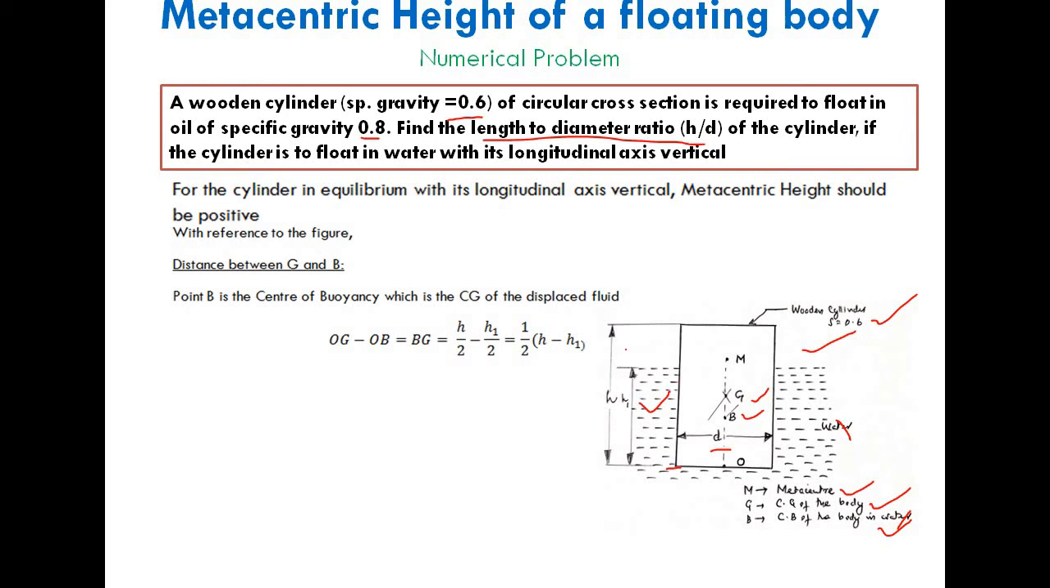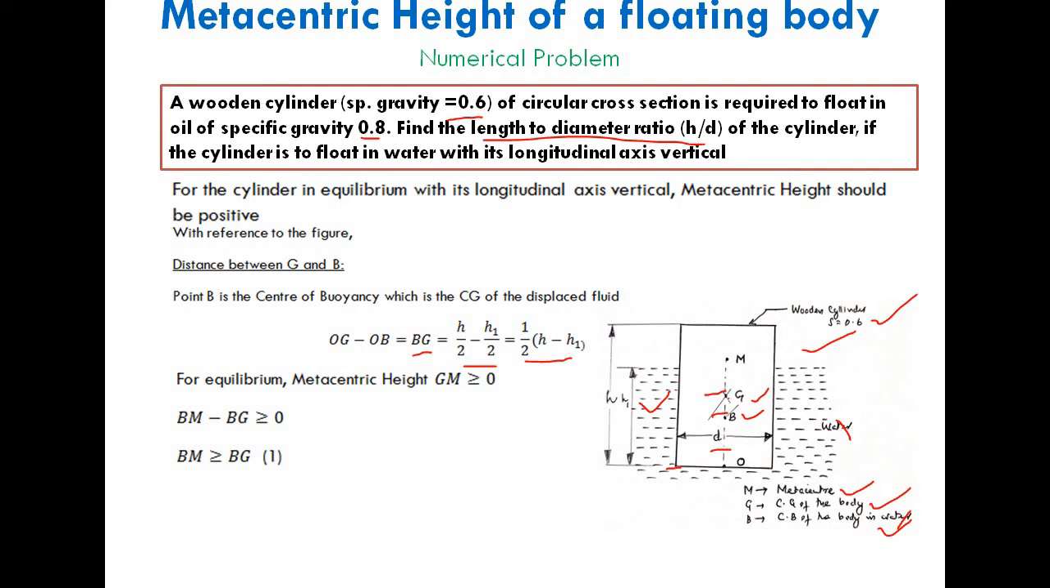So with reference to the figure, you can find out BG. As I already told, OG is h by 2. This distance BG is OG minus OB, that is h by 2 minus h1 by 2, that is 1 by 2 into h minus h1. For the equilibrium, GM should be positive.